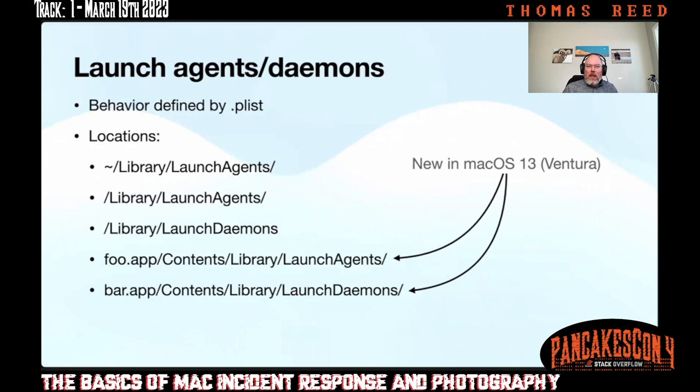If you're not familiar with macOS, these are actually fairly simple. There is a .plist file somewhere on the system that defines the behavior. So it identifies what process is going to get launched and under what conditions. Some of those conditions can be at login, it can be at startup. It can define that the process needs to be kept alive at all times. So if something terminates the process or it crashes, it's going to immediately launch again.